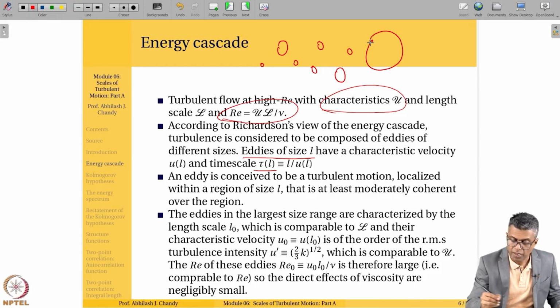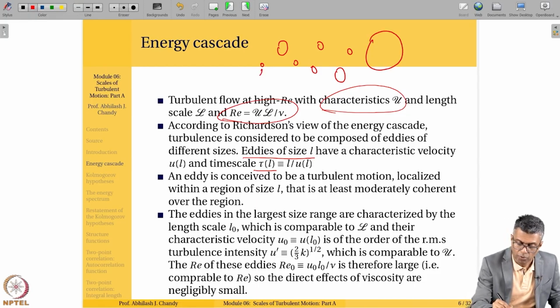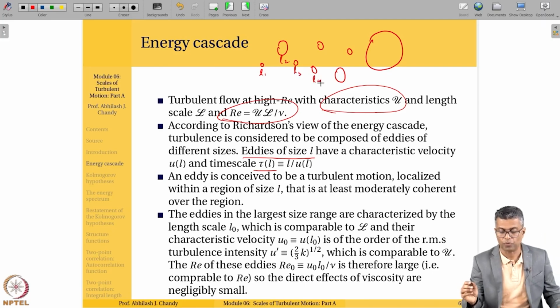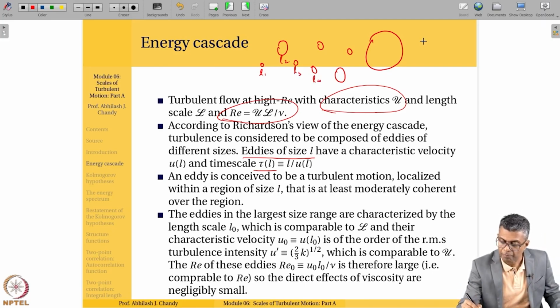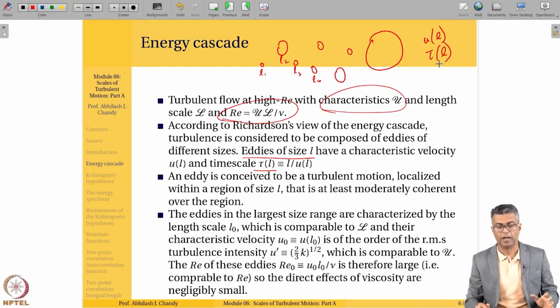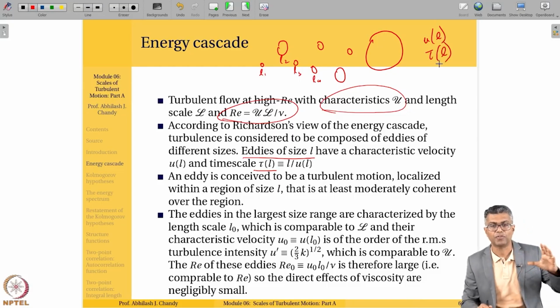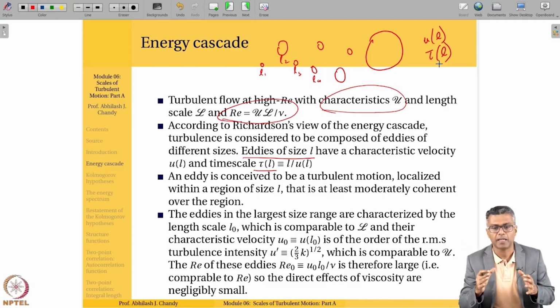So you have multiple length scales. Right? So each one has a different l. So l1, l2, l3, l4, so on and so forth. So that is why we are saying that u is a function of l and tau is a function of l. l is the length scale of each eddy, each motion. Now what is an eddy? So an eddy is conceived to be some kind of a turbulent motion, localized.